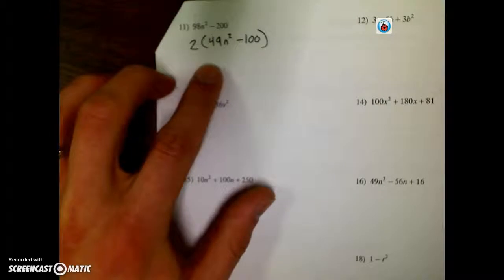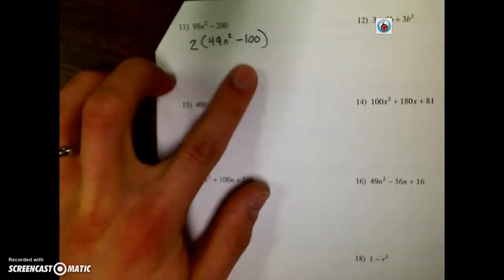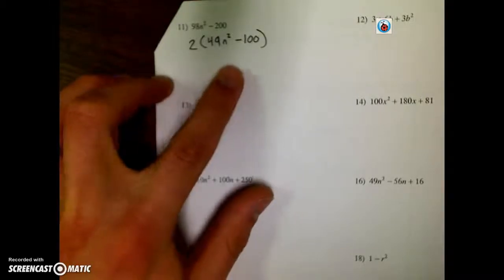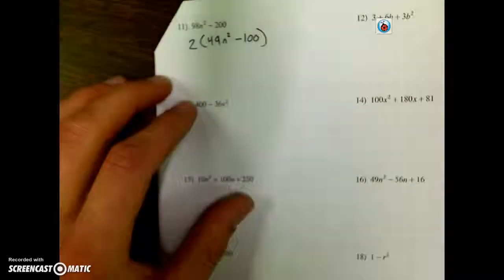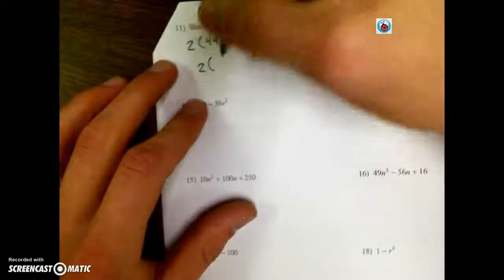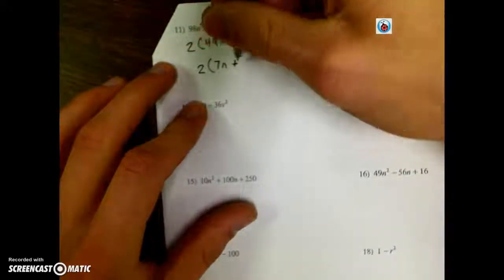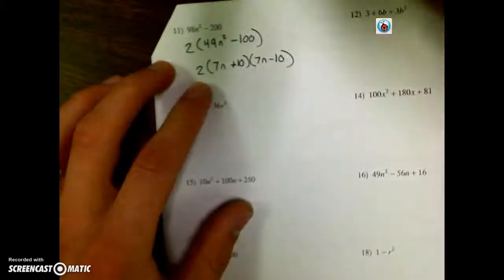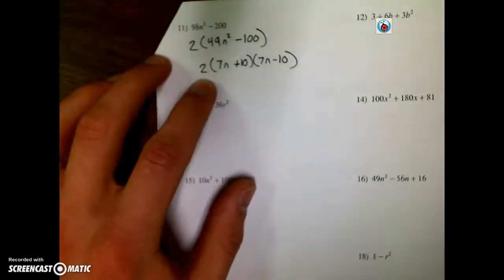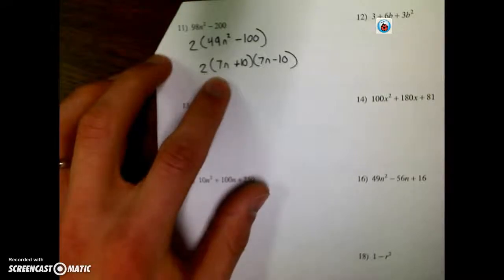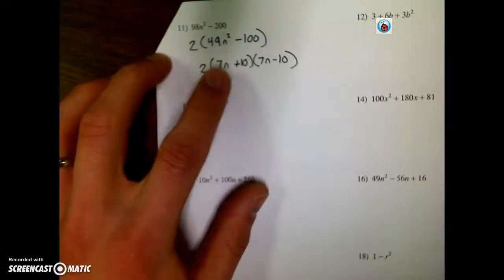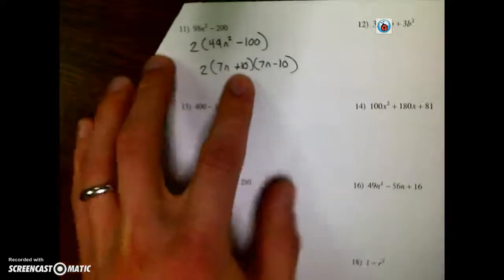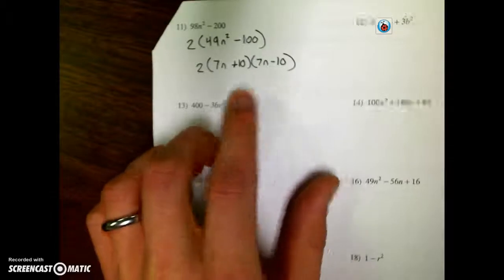Now you may recognize, hey, I do have a perfect square of 49. I do have a perfect square of 100. So we'll leave this greatest common factor on the outside and then factor our inside terms here. And then that would be our final answer. We have the greatest common factor on the outside. 7n times 7n gives me the 49n squared. Positive 10 and the negative 10 give me that negative 100. And then you'd also be expecting those middle terms to cancel out there.